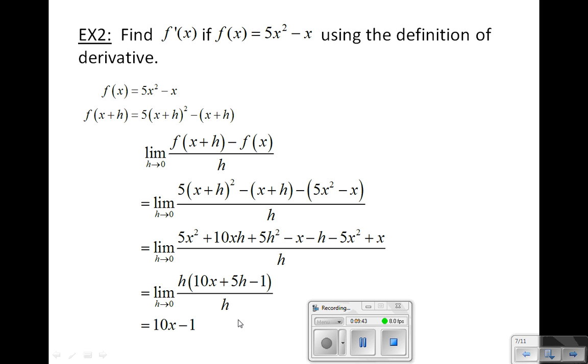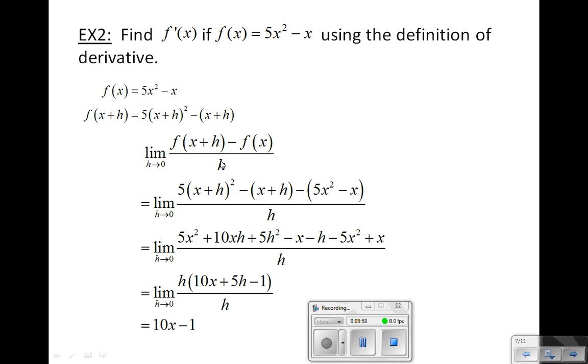The second example, okay, this one is just straight up find the derivative if f of x is this equation. Okay, so here's my f of x. A little reminder of function notation, f of x plus h: you're replacing the x's with x plus h's.